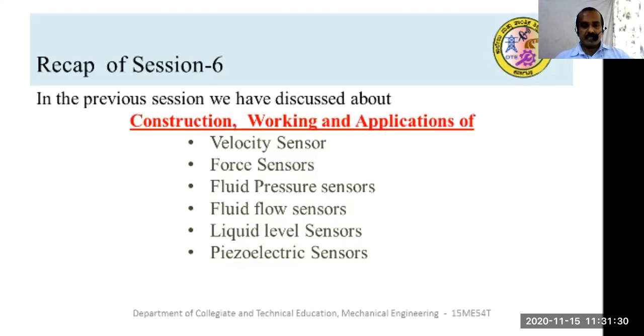Liquid level sensor. Liquid level sensor uses a simple float, lever, and a potentiometer mechanism to detect the level of liquid in a vessel or a container. A piezoelectric sensor converts the deformation of a material into equivalent voltage, either to measure the force or deflection.